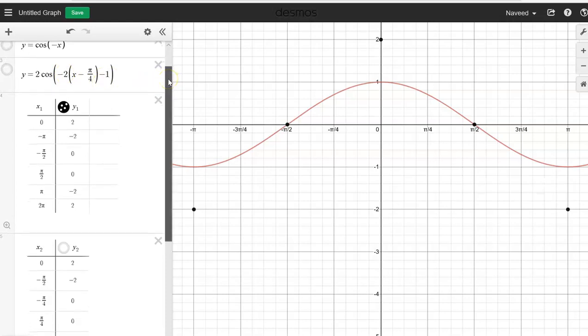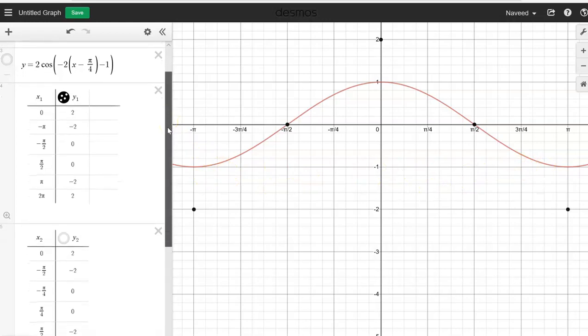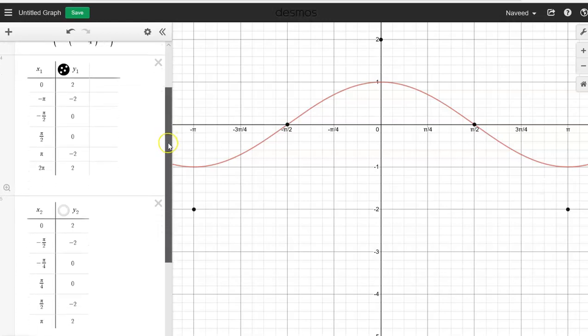The next piece is the 2, and the 2 is the horizontal compression. Remember the period of the function is 2 pi, going from negative pi to pi, this distance here. It should give us pi when we compress the horizontal values by half. That means all of these y values will be the same. We're just going to halve the x values for the same y values.